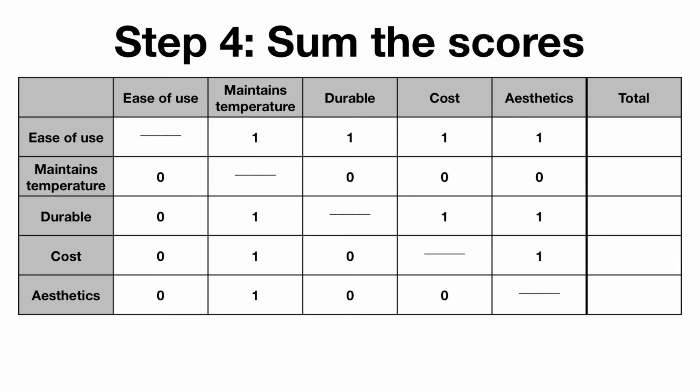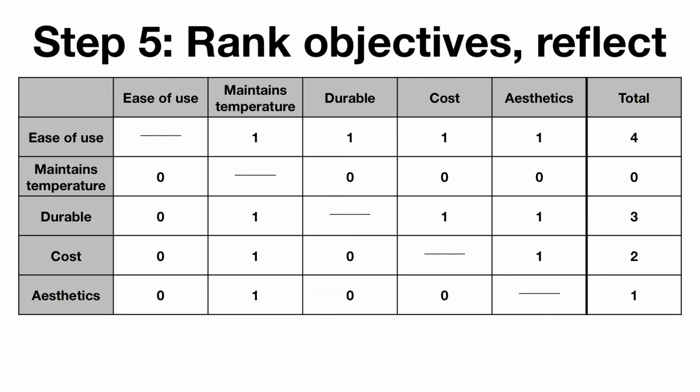The fourth step is to sum across each row. So for ease of use, that will score to a 4, maintained temperature, a 0, durable, 3, cost, 2, and aesthetics, a 1. The fifth step is to rank the objectives and reflect on the results.